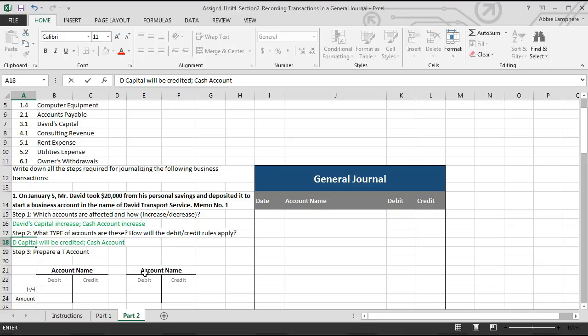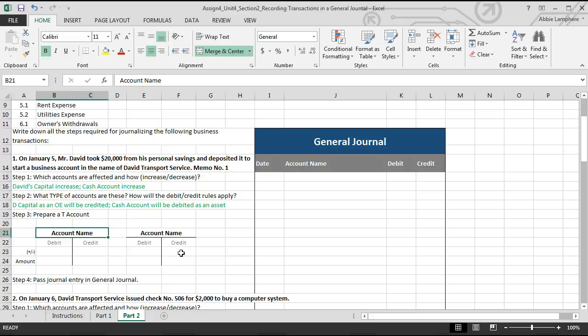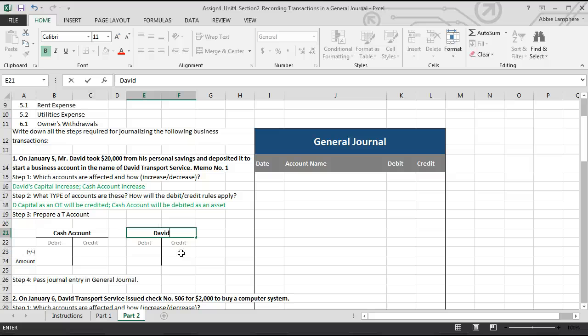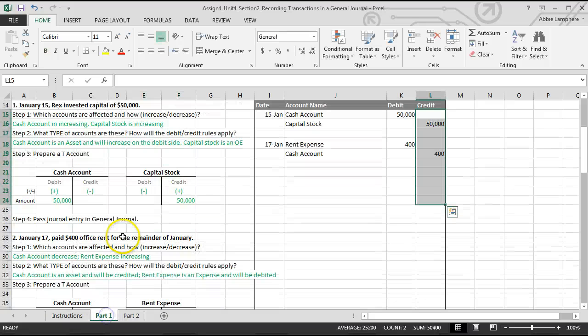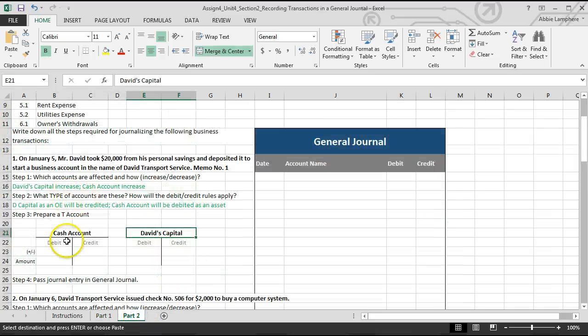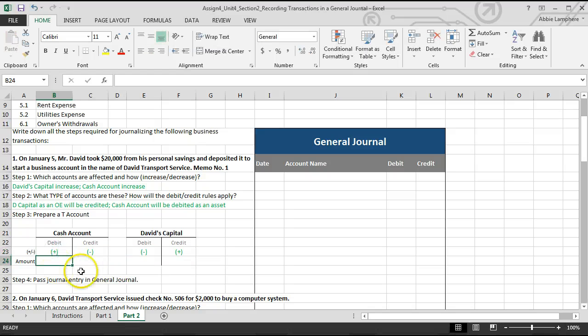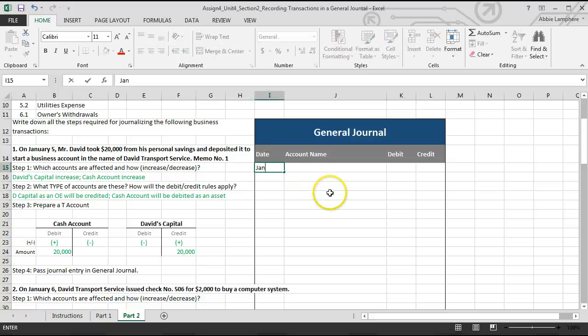Cash account will be debited as an asset. Okay, and then David's capital as an owner's equity account will be credited. Cash account will be debited as an asset. Prepare the T accounts. We have cash account and David's capital. I don't like to type in all of these pluses and minuses all the time, so I'm going to copy it from my previous page and paste it in there. And then put in the amount, $20,000. Okay, so now we pass the journal entry. January 5th, the account name. We always list our debit first, so we're putting in cash account, debited for $20,000.